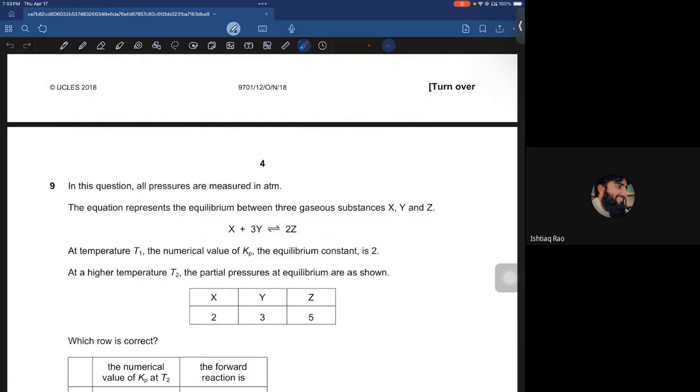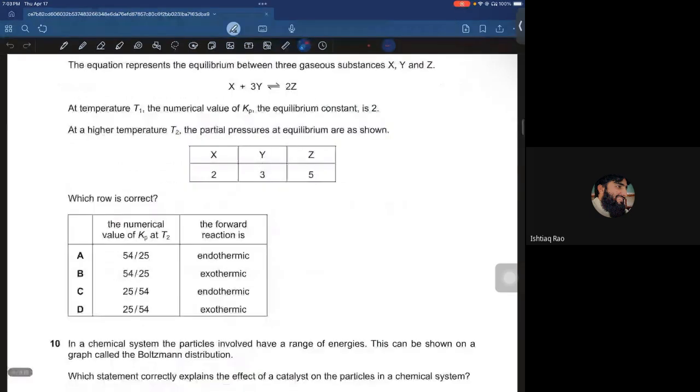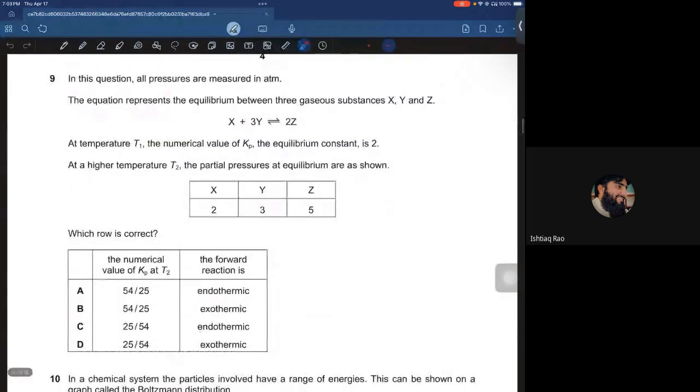Same paper, 9701 paper 1 2, October November 2018, question number 9. In this question they are saying that all pressures are measured in atm. At T2 the partial pressures at equilibrium are shown. They are partial pressures, okay? And which row is correct? The numerical value of Kp at T2. These are the partial pressures at T2.